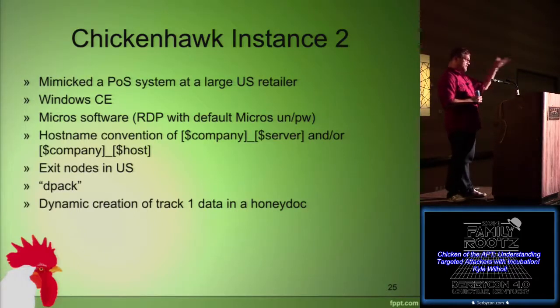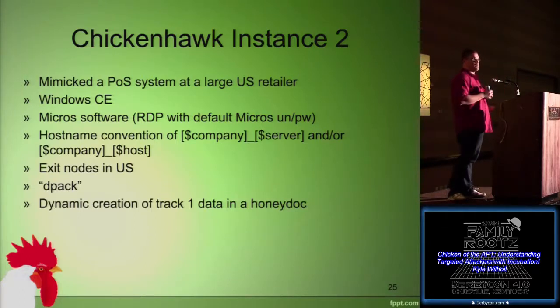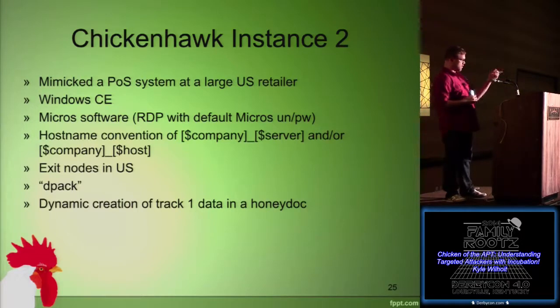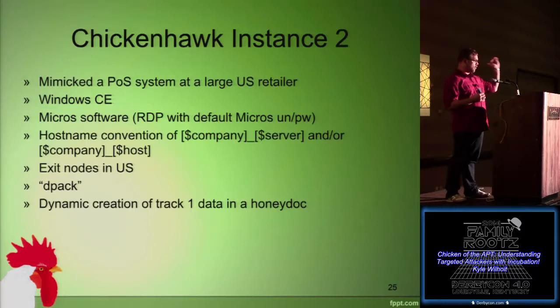So it has a hostname convention, just like the other one, company and then the server name, or company and the host name, with exit nodes all in the US. I didn't utilize anything outside the US at this point. I utilized the DPAC again, spraying those documents across the board. And I did dynamic creation of track 1 data, and I put that inside of a Honeydoc. I'll go into that in just a second. But I took all the fake data, put it inside of a Honeydoc, and then dumped it on the actual Micros POS terminal.